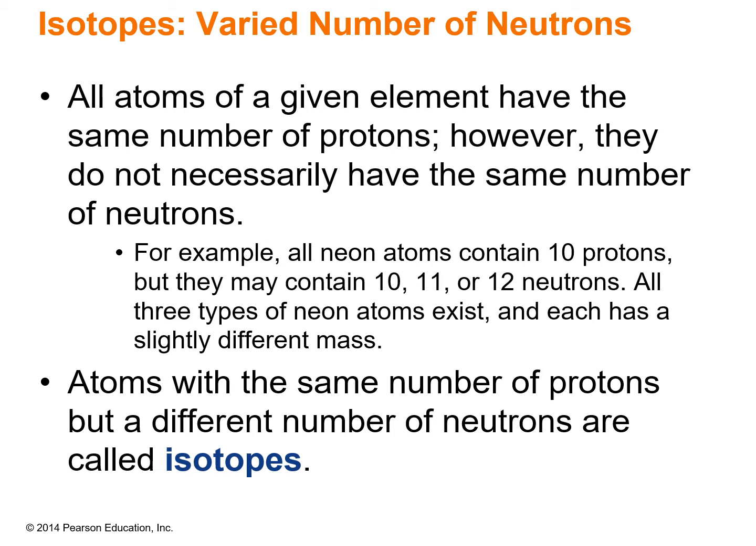So remember, isotopes are atoms with the same number of protons. They're the same element, but they have a different number of neutrons, therefore a different mass. And the example given here is neon. Neon has 10 protons, but there are 3 different forms of neon. One with 10 neutrons, one with 11 neutrons, and one with 12 neutrons. They all exist, they just have slightly different masses.